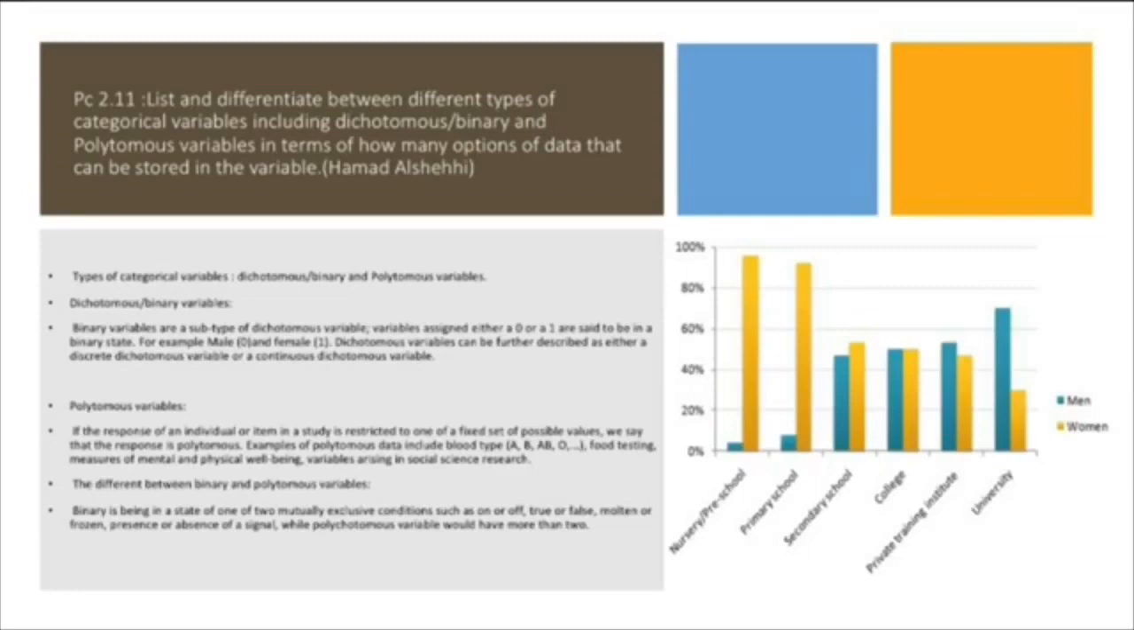Polytomous variables: if the response of an individual or item in a study is restricted to one of a fixed set of possible values, we say that the response is polytomous. Examples of polytomous data include blood type A, B, AB, O, food testing, measures of mental and physical well-being, and variables arising in social science research. The difference between binary and polytomous variables: binary is being in one of two mutually exclusive conditions such as on or off, true or false, thawed or frozen, presence or absence of a signal, while a polytomous variable would have more than two.